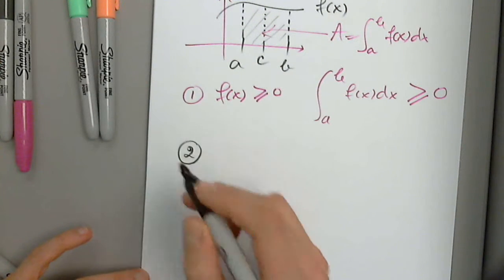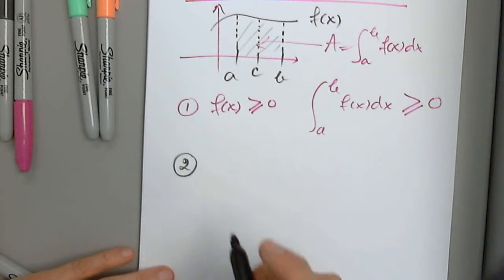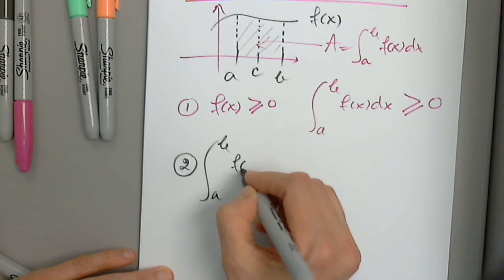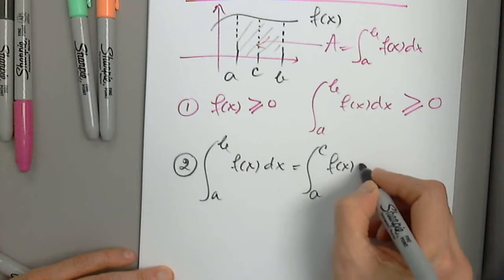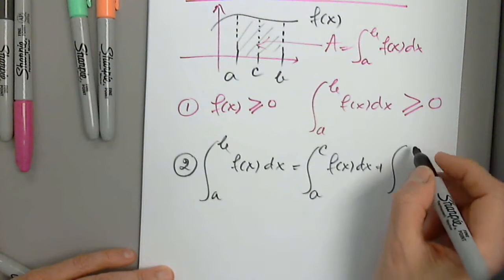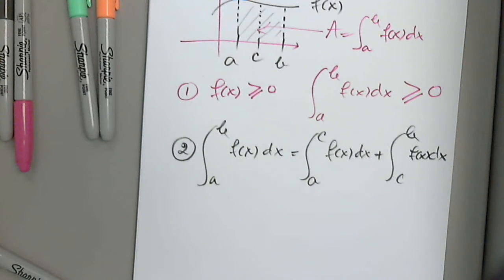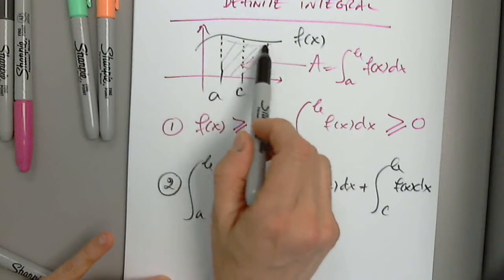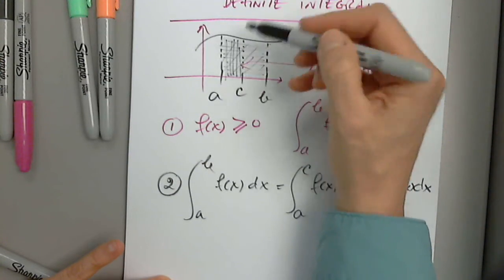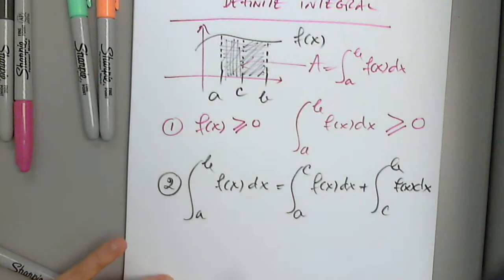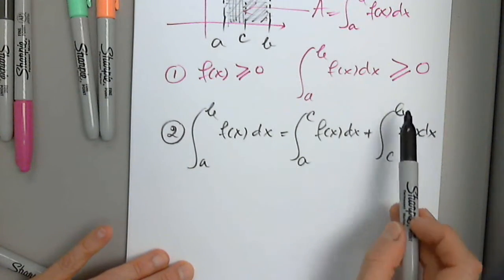Property number two. Can I write the integral from a to b from f of x dx as the integral from a to c from f of x dx plus the integral from c to b from f of x dx? Would you agree? What I'm saying to you is it clear that this entire area can be written as the sum of two areas, this and this? So the integral from a to b is the same as the integral from a to c plus the integral from c to b.